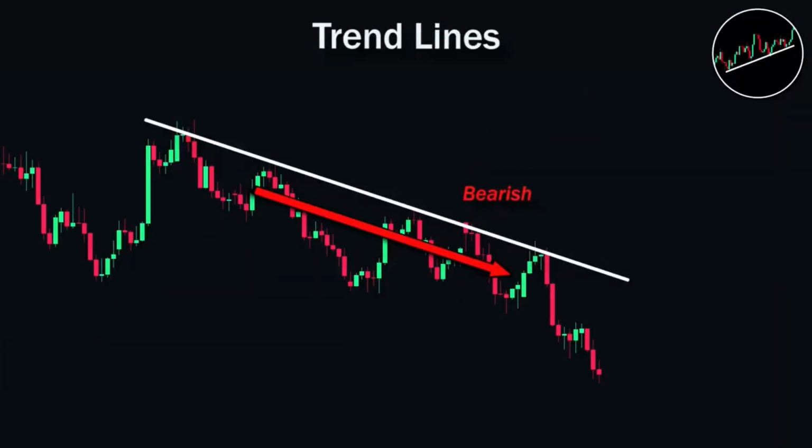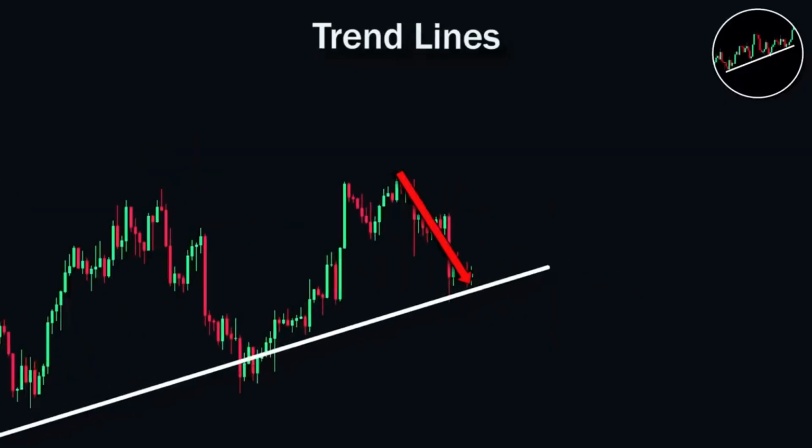And similar to support and resistance, you can also use the trend line to identify possible entry scenarios. For example, if price retraces back to a trend line, it can be a good opportunity to take a buy position.